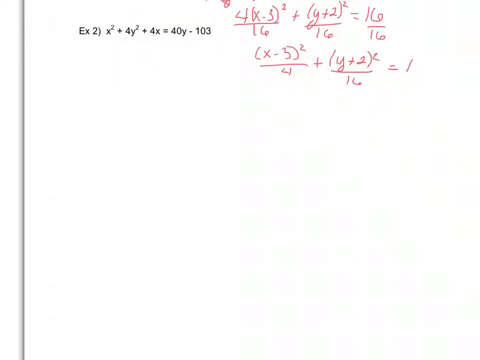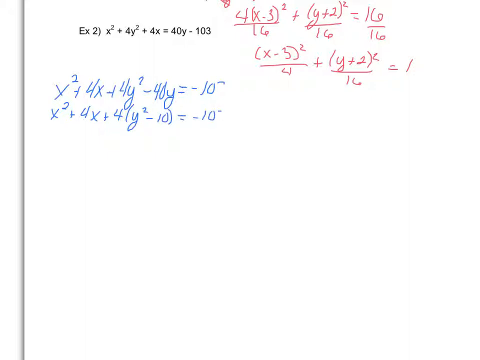Alright, looking at this, again I'm going to start by grouping my terms. So I'm going to say x squared plus 4x plus 4y squared minus 40y, and I'm going to bring that back over, equal negative 103. I'm going to factor a 4 out of my y terms, giving me x squared plus 4x plus 4 times y squared minus 10y equals negative 103.